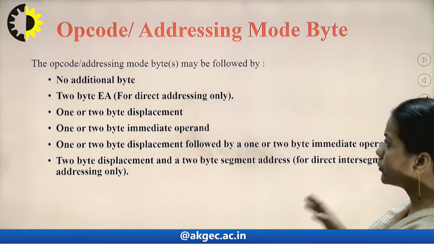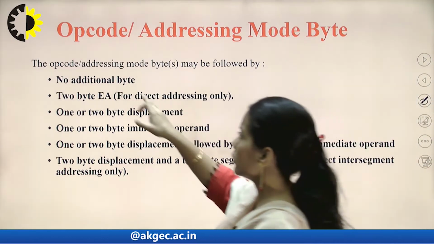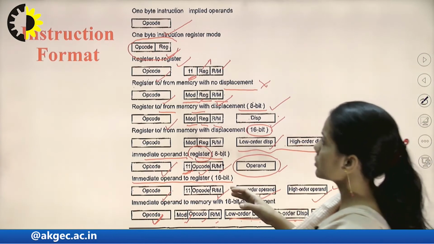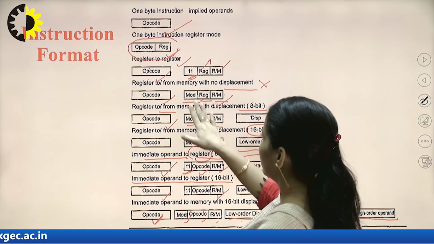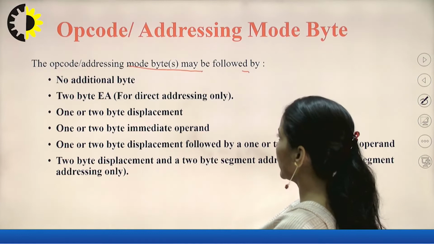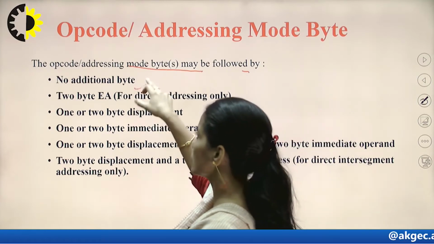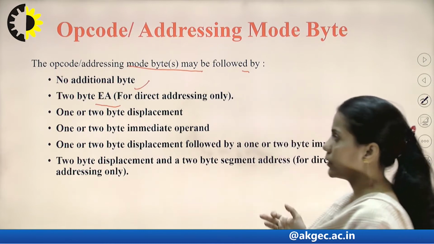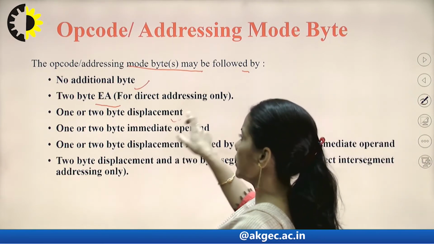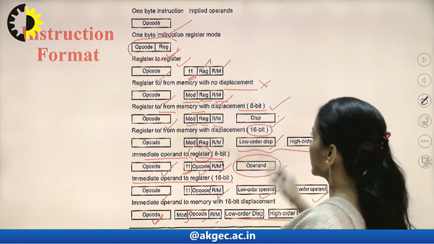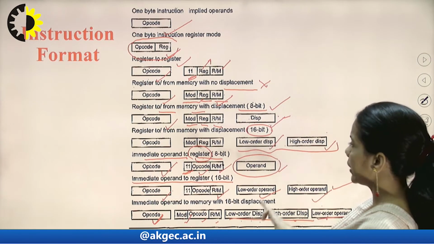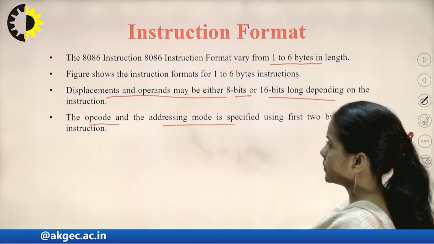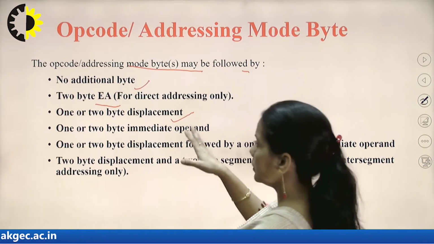So we come to the conclusion that the opcode or the addressing mode byte may be followed by the following options. Maybe there is no additional byte, maybe there are 2 bytes of effective address for direct addressing, maybe there are 1 or 2 bytes of displacement, as I have already discussed here. So the third byte is always a displacement or the operands or whatever the case may be. So these are the possibilities.